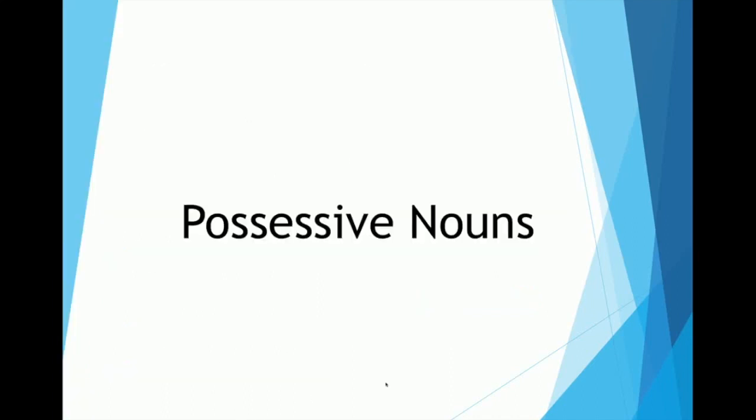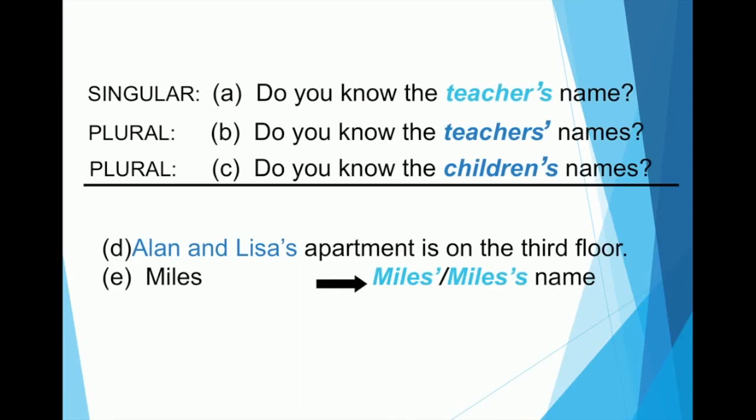Our next topic is about possessive nouns. Let's take a look at the rules to use possessive nouns. To show possession, add an apostrophe s to a singular noun. Like teacher is a singular noun, so I need to add an apostrophe s. If you have a plural noun ending in s, you just need to add an apostrophe. If you have a plural noun that does not end in s, you need to add an apostrophe s.